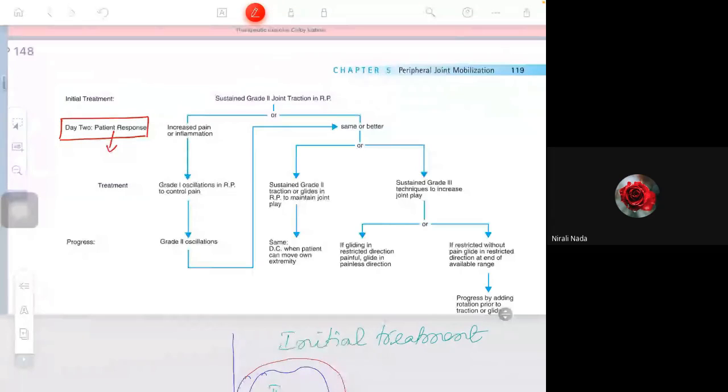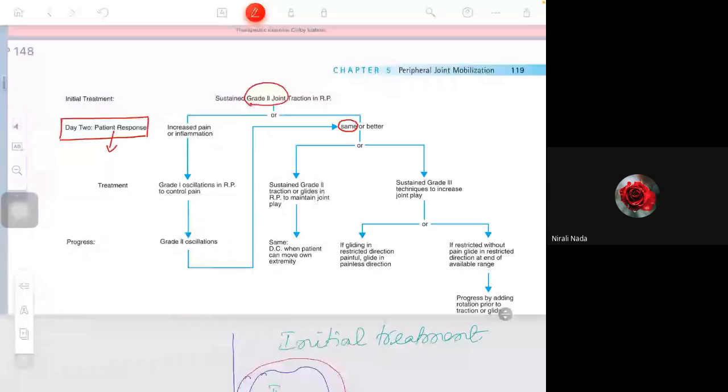Clear? You are checking the response because what is the purpose of giving grade 2? To find the sensitivity of the joint. So on the second day you are calling the patient, or maybe the next session, usually the second day. What is the possibility? There are three possibilities. One is the pain may be the same.